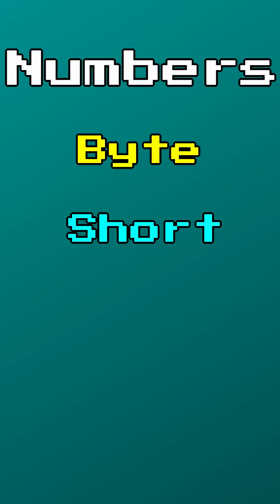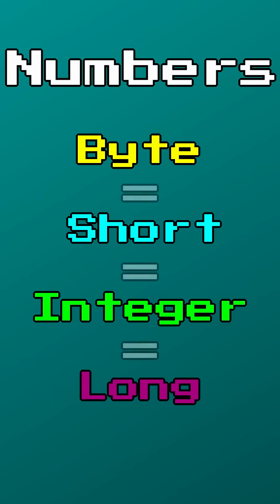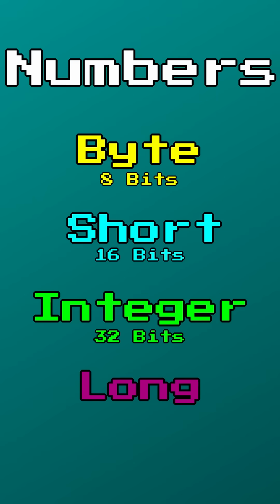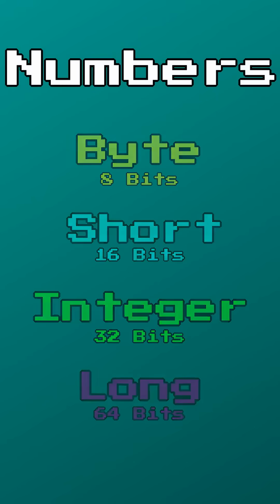Now a bit more complicated are the number types, the most common ones being byte, short, integer, and long. They all work the same, they store numbers. However, how they store numbers is different because they differ in the amount of bits that they have. A byte has 8 bits, short has 16, integer 32, and long has 64, where every bit can either be set to 0 or 1.